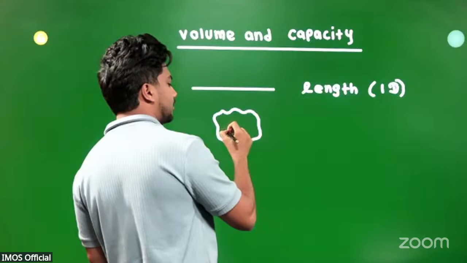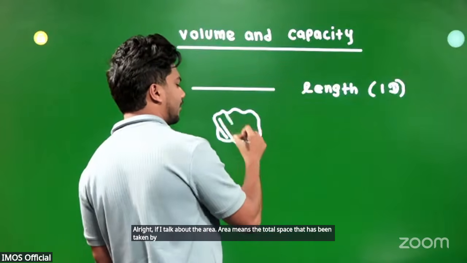area means the total space that has been taken by this closed plane figure on this plane.